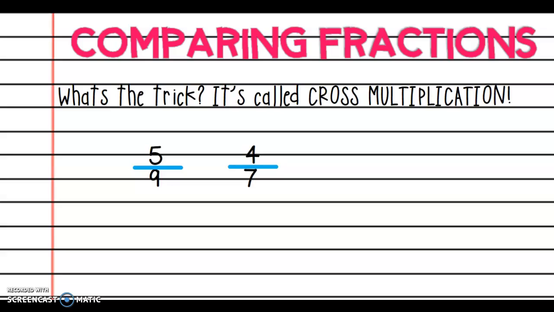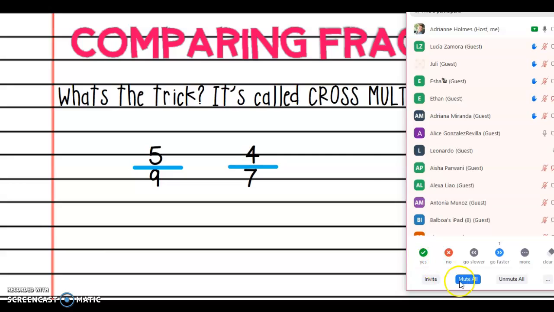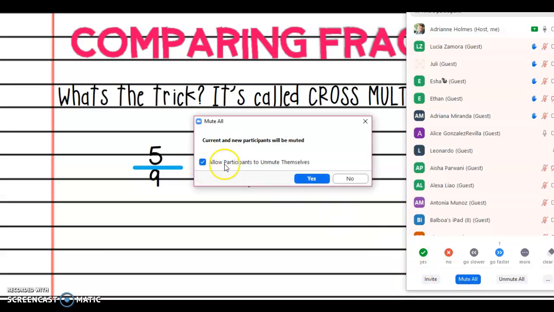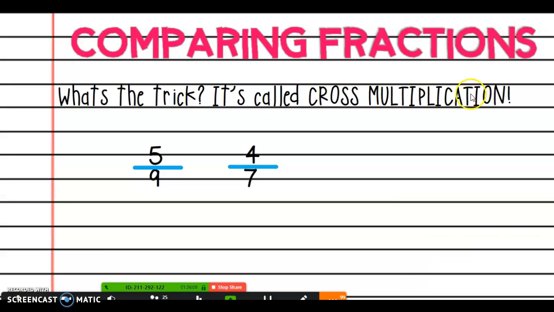All right, so yesterday we learned about comparing fractions using the method where we have to find the least common multiple. Today I am going to show you the trick to being able to compare fractions even if they have different denominators.